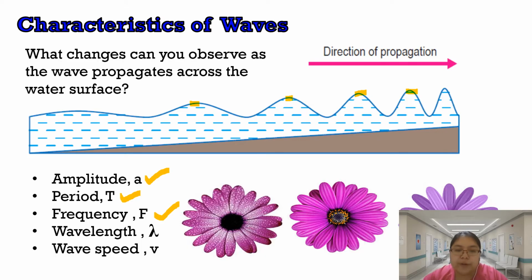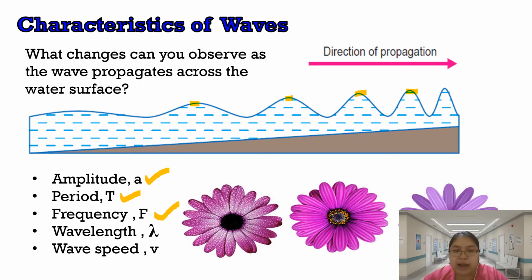For example, your ticker tape. Remember the ticker tape, 50 Hertz. 50 Hertz means in 1 second you vibrate 50 times. We call it 50 Hertz. So that means I give you 1 second, and after that you can move how many times, that one we call frequency.